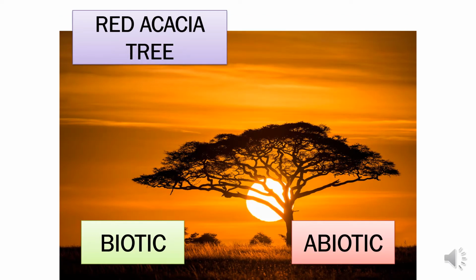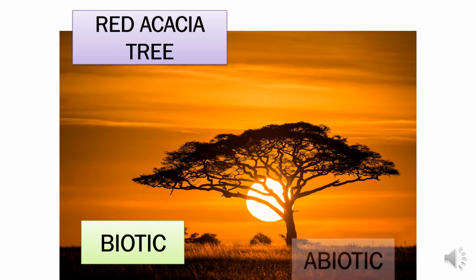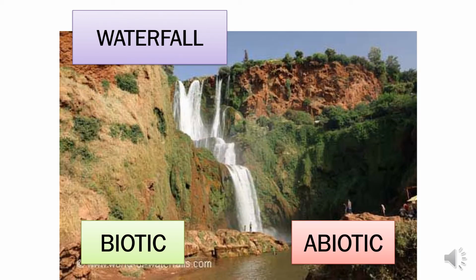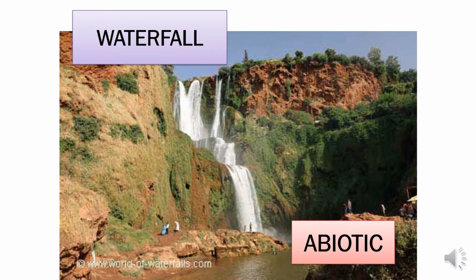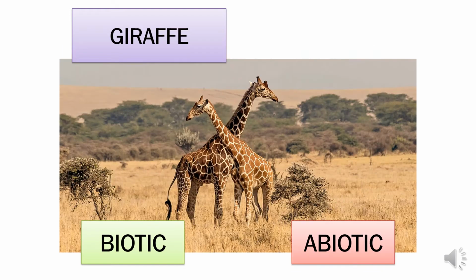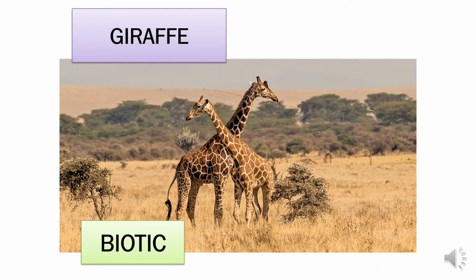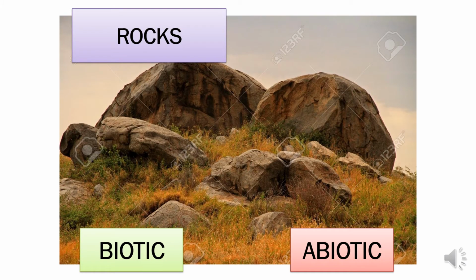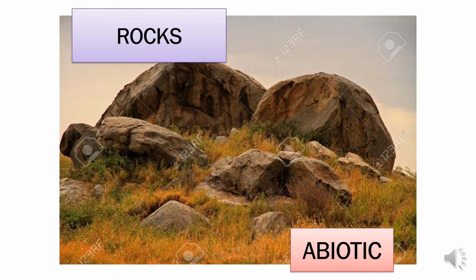Okay, let's see if you've got some of those things then from that video. So you should have a tree. A tree would be biotic because it is living. You may have seen a waterfall, which would be abiotic because it is non-living. Lion, biotic because it is living. Giraffe, biotic because it is living. Rocks, abiotic because they are non-living.